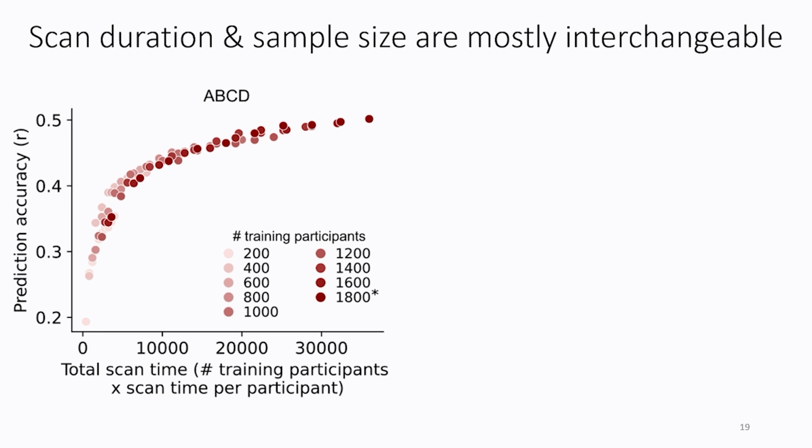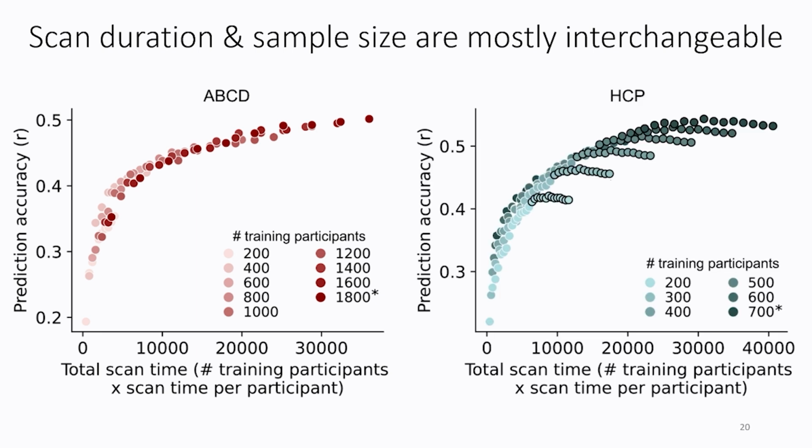Just to give a brief reminder, in the ABCD, we scan our participants for up to 20 minutes, whereas in the HCP, we have a whopping 58 minutes. So how does this hold up? We see, again, total scan duration explains prediction accuracy really well, but there's something strange going on. At the end of the curves, at these points in black, we see that eventually, when you increase the amount of time you scan your participants, there's a fall off. And you don't get so much utility from scanning your subjects even longer.